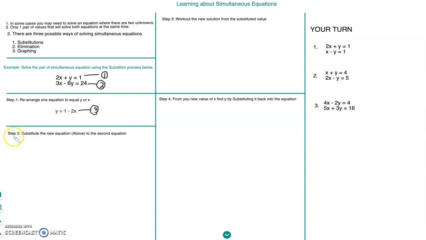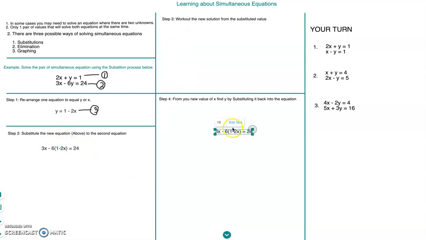Okay, so now step 2 is to substitute the new equation, which is equation number 3, into the second equation, equation number 2. So what this simply means is 3x minus 6 brackets 1 minus 2x, because it's this y here, which we found out, is equal to 24. Okay, and that is step 2 done.